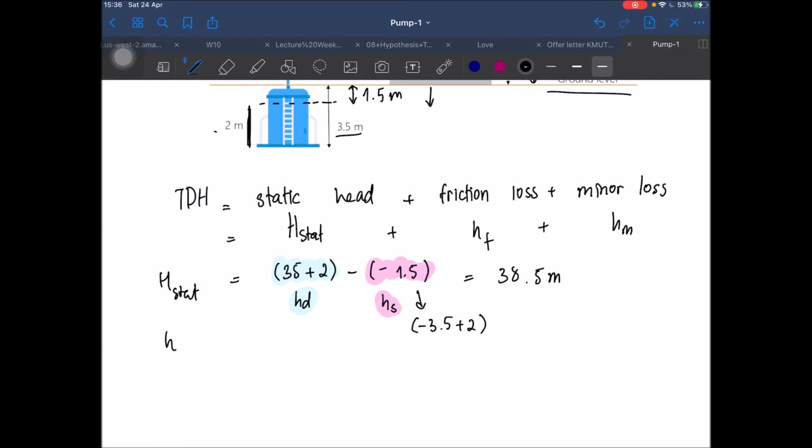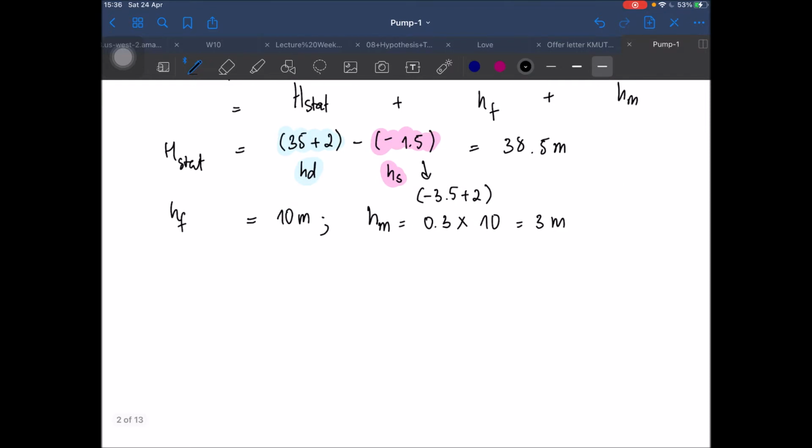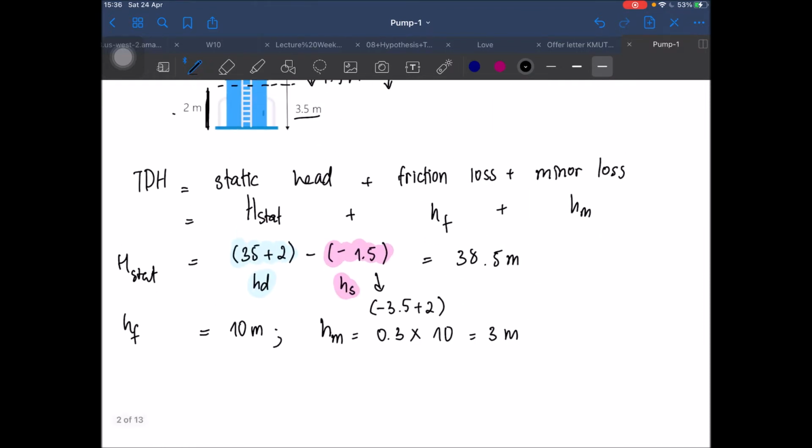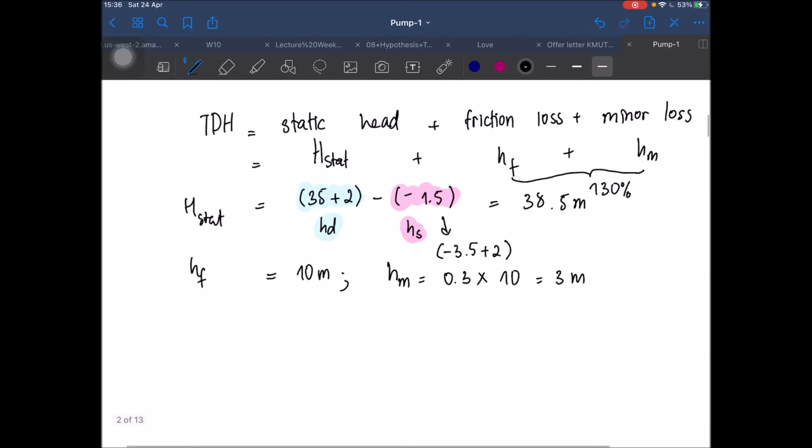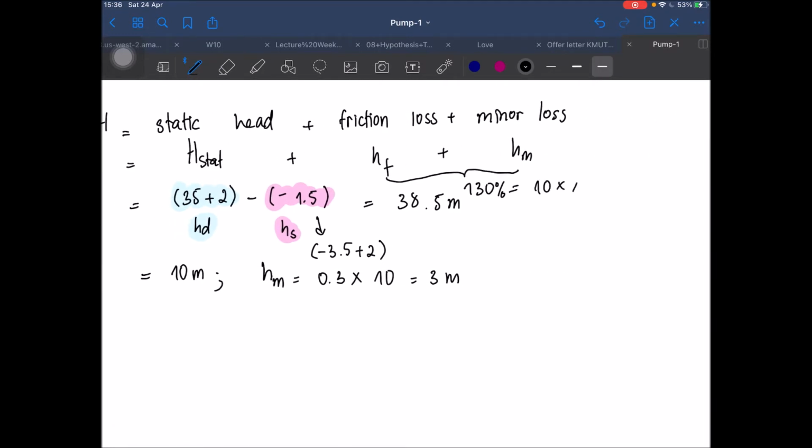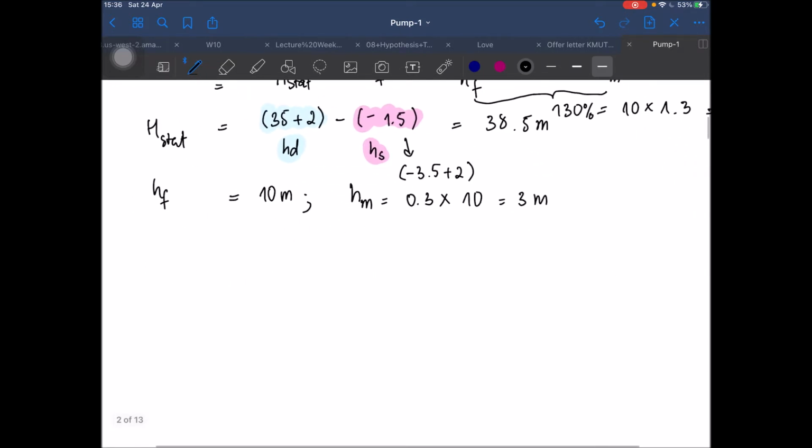Now we have the HF, which equals 10, and HM equals 0.3 multiplied by 10, which equals 3 meters. Or we can write it this way: this one here equals 130%, which is 10 multiplied by 1.3, which is 13. So it's the same either way. So we have everything that we need.